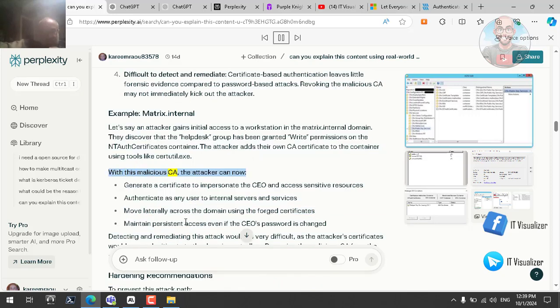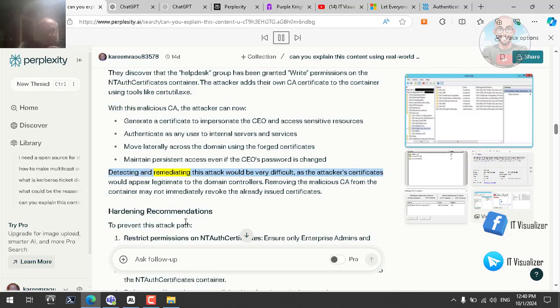With this malicious CA, the attacker can now generate a certificate to impersonate the CEO and access sensitive resources. Authenticate as any user to internal servers and services. Move laterally across the domain using the forged certificates. Maintain persistent access even if the CEO's password is changed. Detecting and remediating this attack would be very difficult, as the attacker's certificates would appear legitimate to the domain controllers.